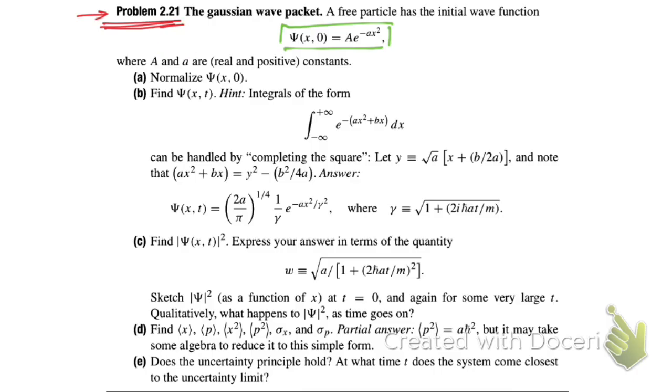Okay, so here we need to normalize this function, and also we need to find this psi of x comma t. Then we need to find the probability density. Then we need to sketch the graph of this psi square. Then we need to find the expectation values of x, p, x square, and p square. Okay, so let's start.